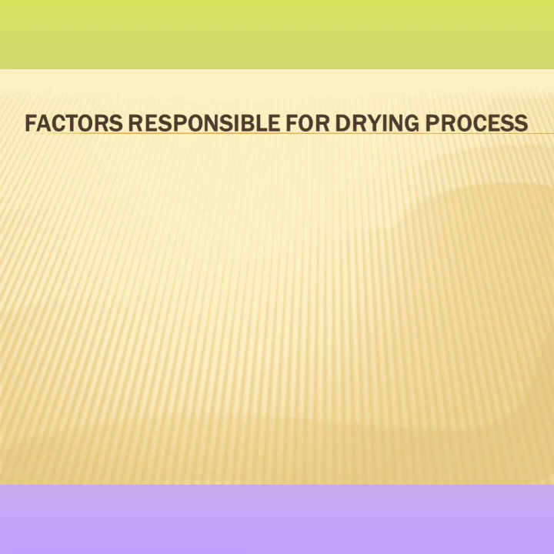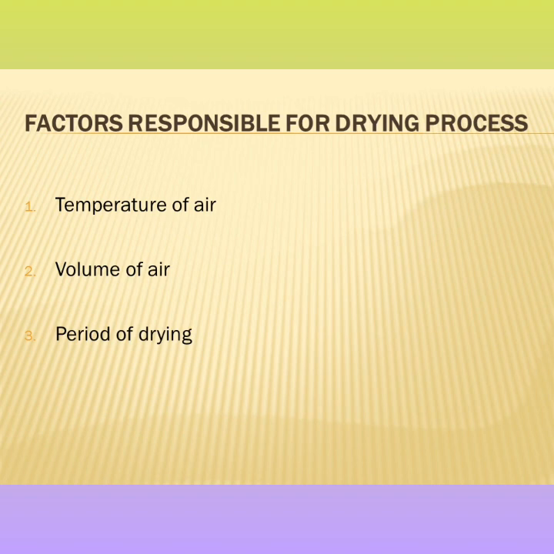Then the factors responsible for the drying process: temperature of air, volume of air, period of drying, and mass transfer. These we have to check, monitor and control properly. Temperature of air should not be too high or too low, because if it is too high, the tea will get burned. If it is too low, there will be moisture in the final product. The same applies to the volume of air. The period of drying should not be too short or too long either, because if it is too long there will be chances of burning, and if it is too short there will be chances of moisture in the final product.